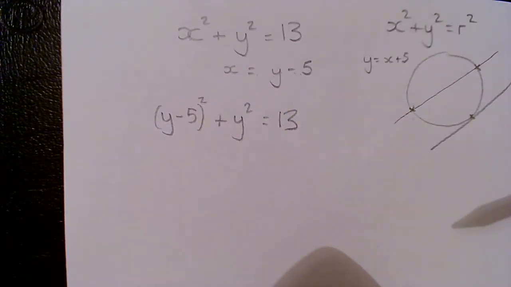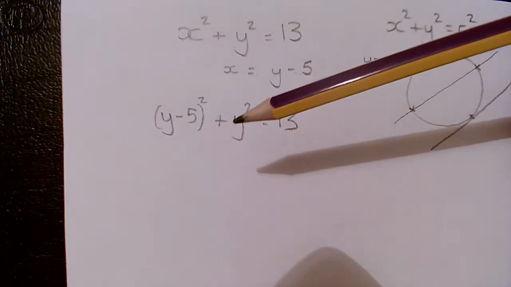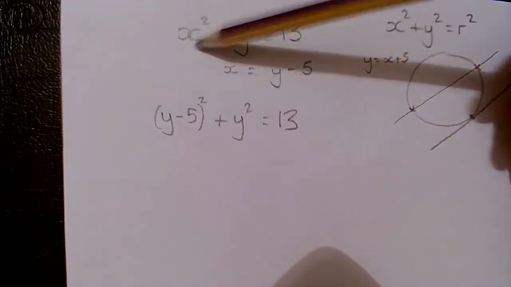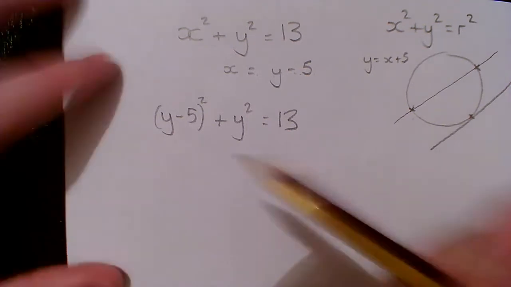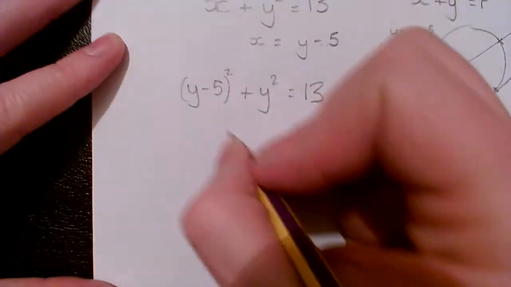And the reason I've done that is because now I have an equation that just has one variable in, the y value, rather than having an x and a y, 2 unknowns, and then it'd be too difficult to work out. So now I'm going to be able to get an equation which just has y values in. So what could I do next?